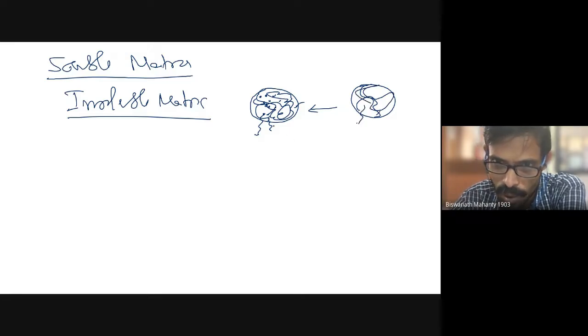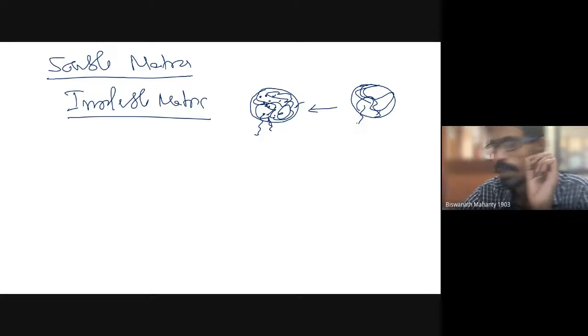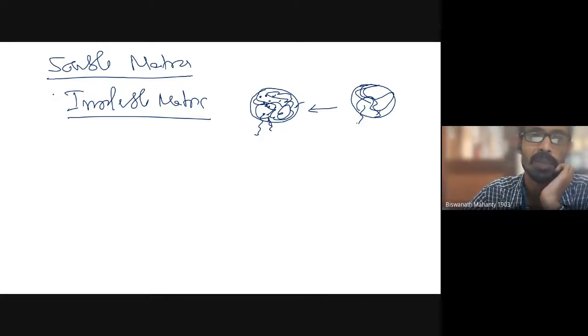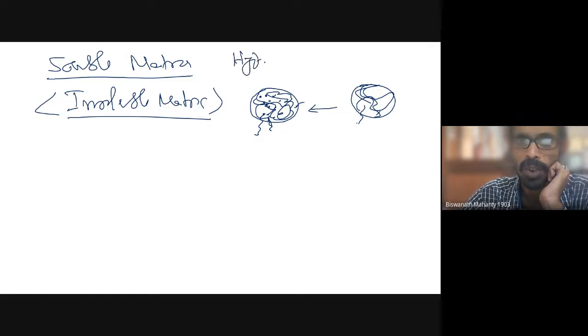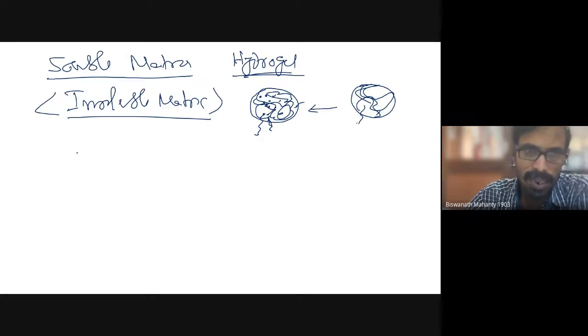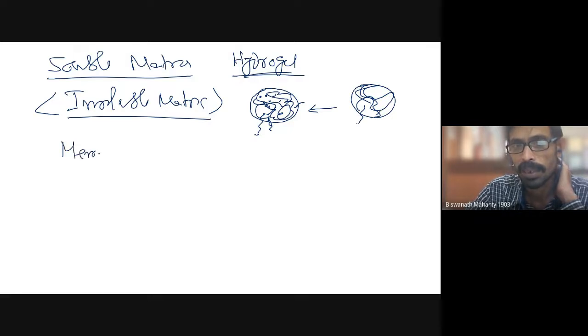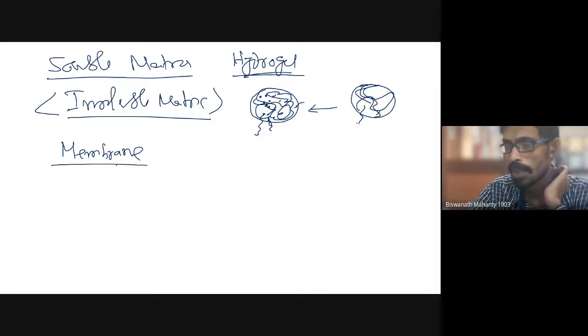So water is going into the pore. So the pore is very much important when I'm talking about insoluble matrix. In soluble matrix, we are using hydrogel. We already talked about that. I will go to the textbook as well. And the last one, what we could not discuss in our last class, is actually based on the membrane-based approach.